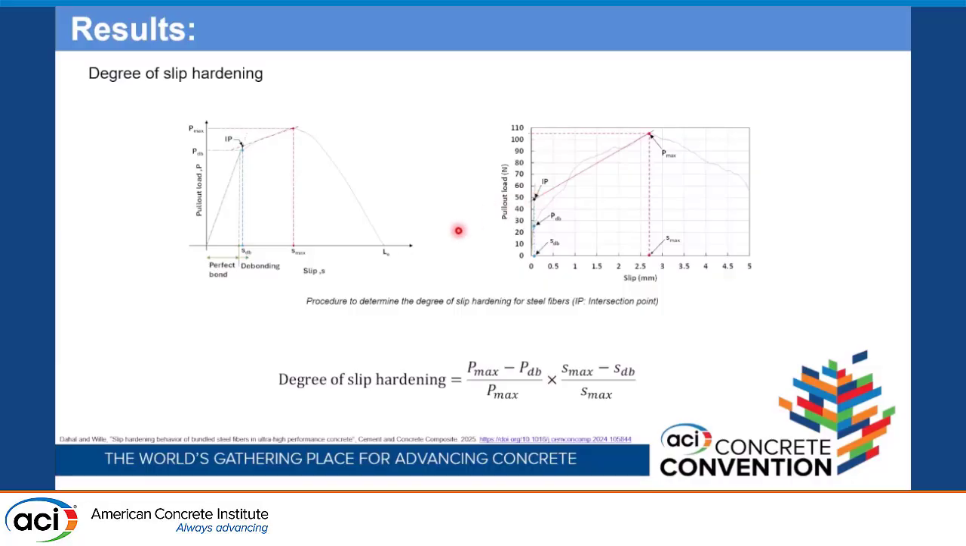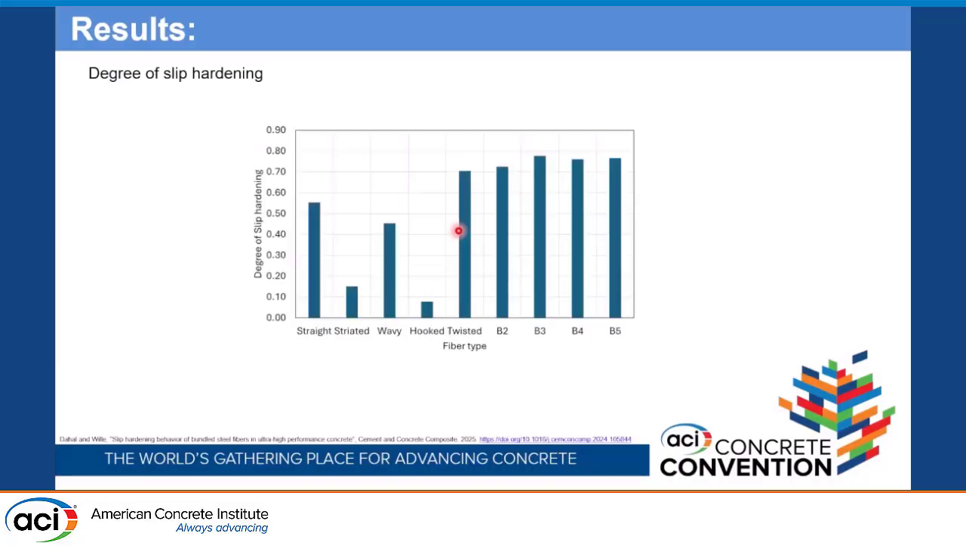Based on this equation, this is how the degree of slip hardening looks for various types of fibers. We see the maximum degree of slip hardening for bundle fibers, followed by the twisted fiber, and then the remaining fibers. So based on this, we can say that bundle fiber has better performance than the other types of fibers.